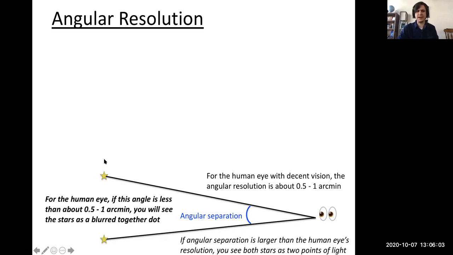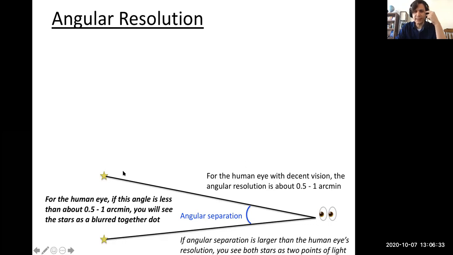So these stars would have an angular separation. The human eye, as something that sees, is going to have an angular resolution. For good vision in the human eye, like 20/20 vision, is about half to 1 arc minute angular resolution, which means, so let's just say 1 arc minute because it's easier to say that. Let's say that my eye has an angular resolution of 1 arc minute.